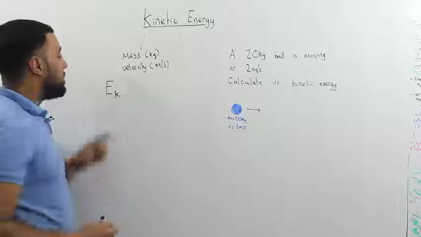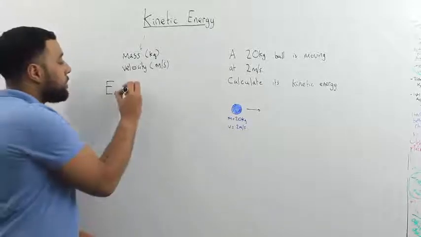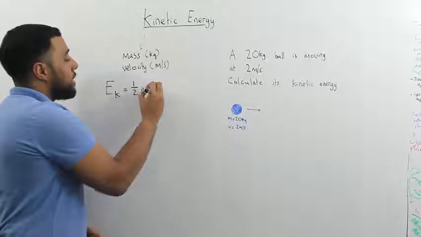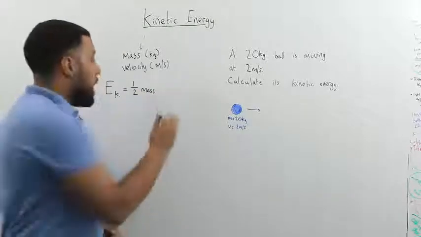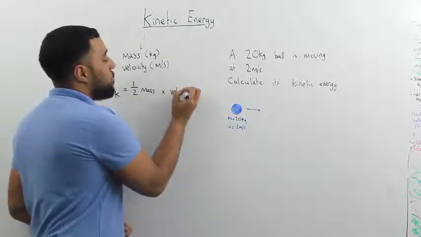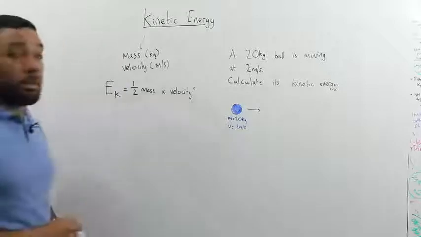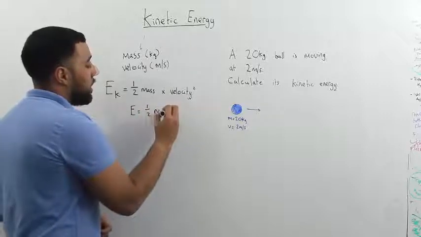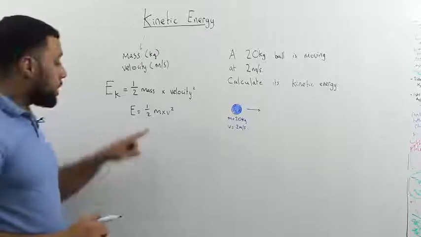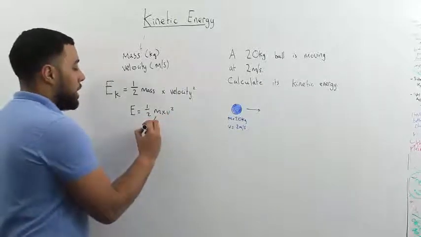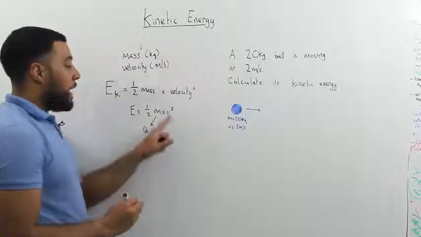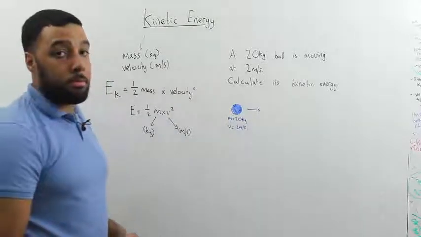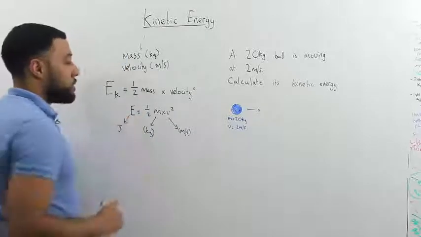Kinetic energy, and I'm just going to use the symbol EK, is equal to half of the mass of the object. And then what we do is we take a square of the velocity. In your exam, it will look something like so, where mass is measured in kilograms and velocity is measured in meters per second. And kinetic energy is measured in joules.